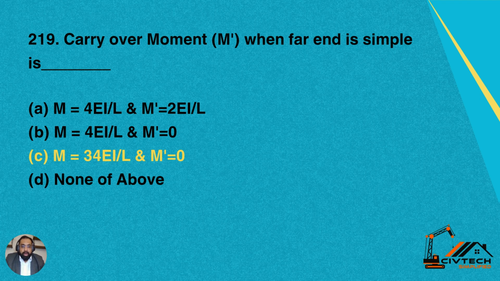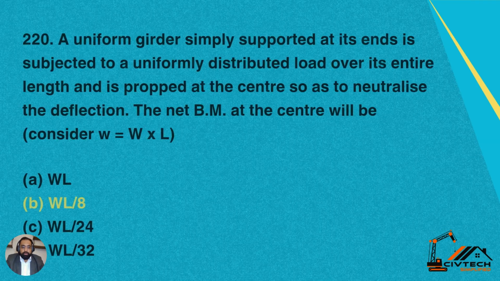219. Carryover moment M dash when far end is simple, like simply supported. Option A, M is equal to 4EI over L and M dash is equal to 2EI over L. Option B, M is equal to 4EI over L and M dash is equal to 0. Option C, M is equal to 3EI over L and M dash is equal to 0. Option D is none of the above. So C here is the correct answer.